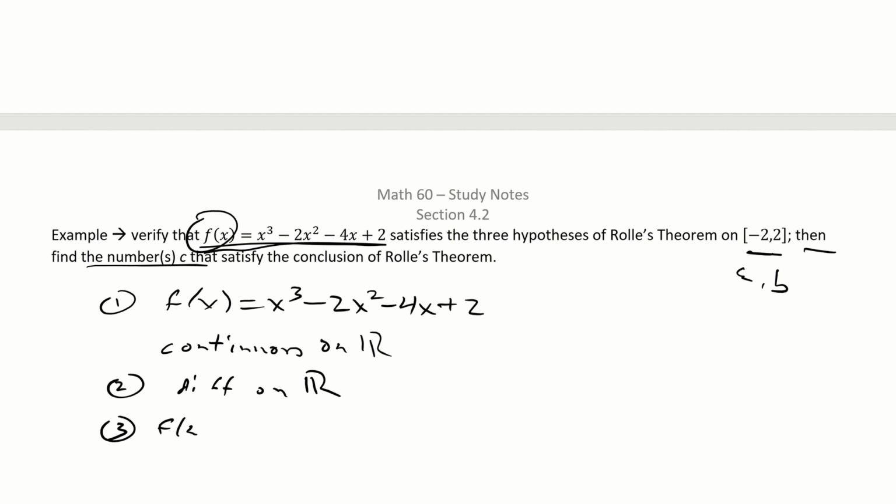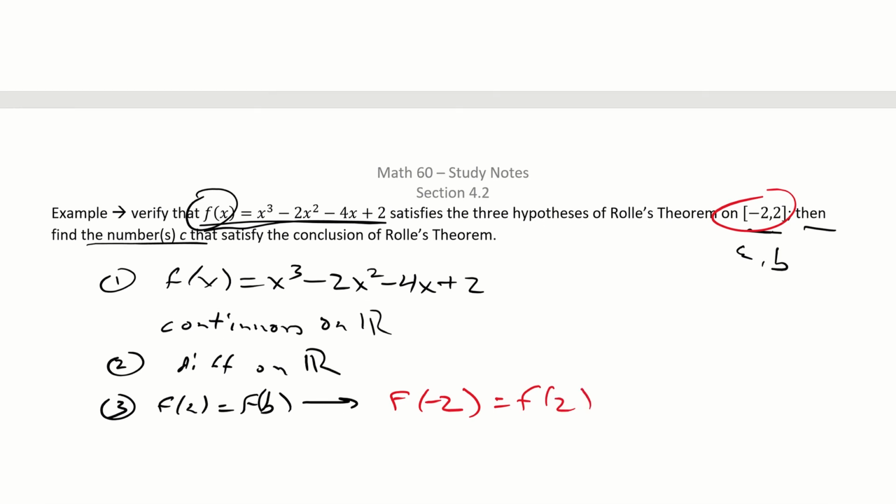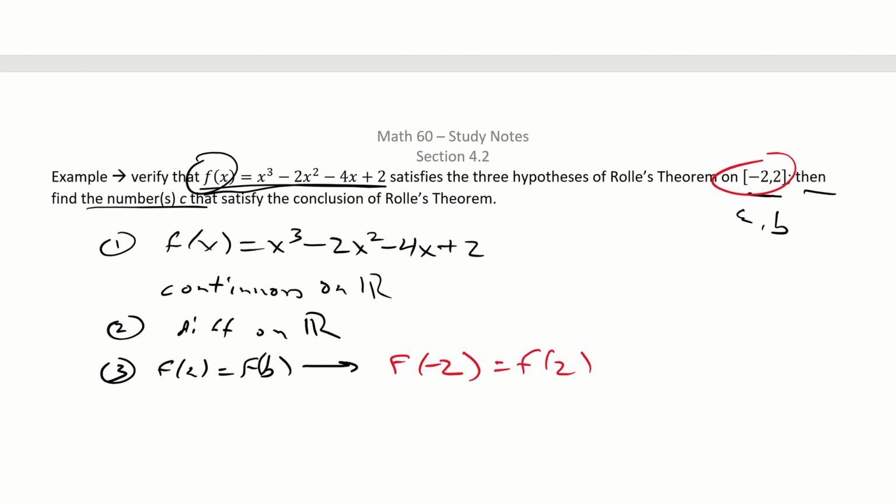Does f of a equal f of b? So in our case, that means does f of minus 2 equal f of 2? Okay, so f of minus 2, I haven't done this problem, so I got to do it. F of minus 2 looks like it's minus 8, and that's a 4, so it's minus 8, and that's going to be plus 8 and plus 2.